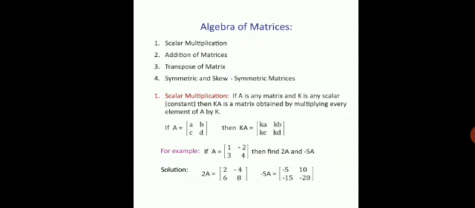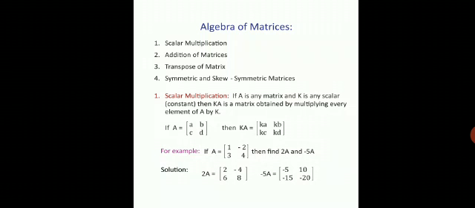If A is any matrix and K is any scalar, then K into A is a matrix obtained by multiplying every element of A by K. That is, if A is a square matrix with two rows and two columns, then K into A is obtained by multiplying every element of A by the term K. That is equal to K into A, K into B, K into C, K into D.